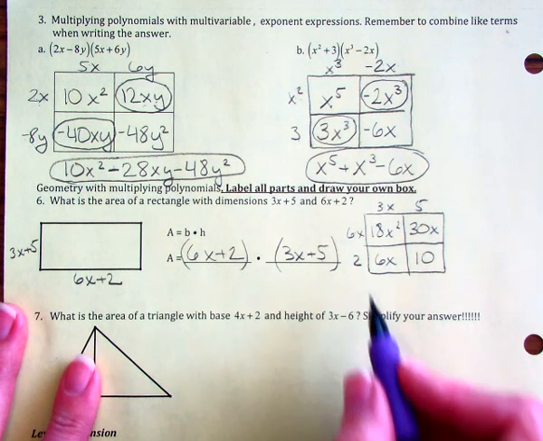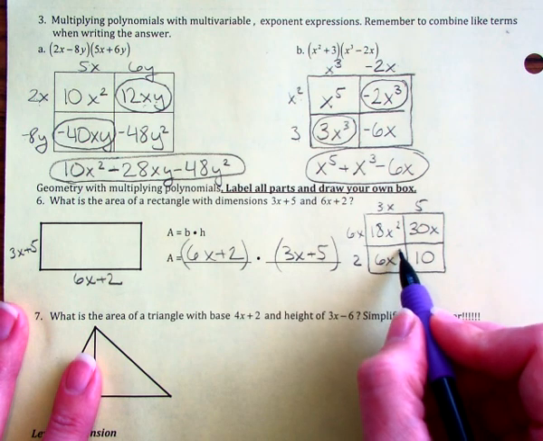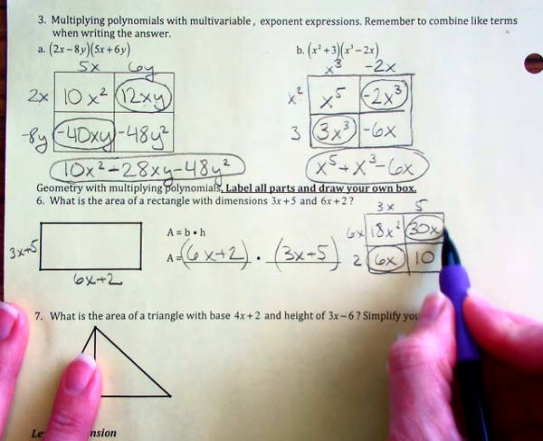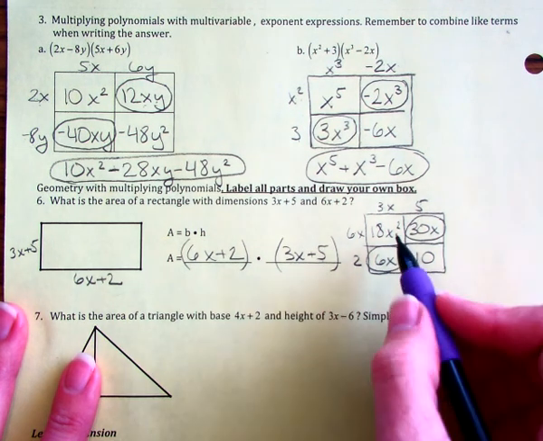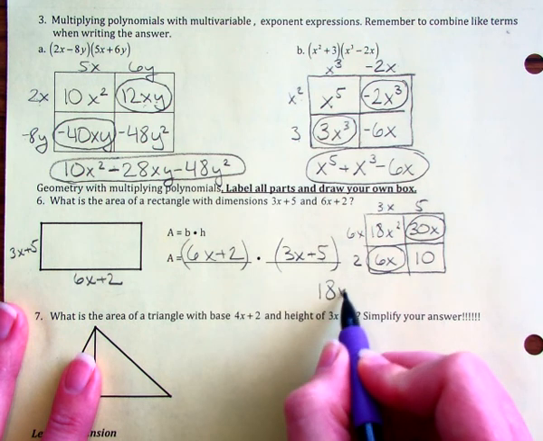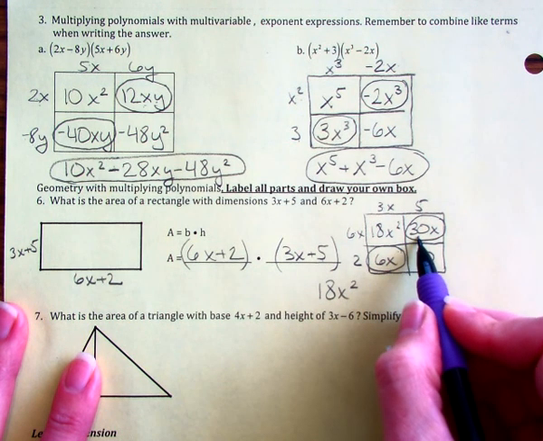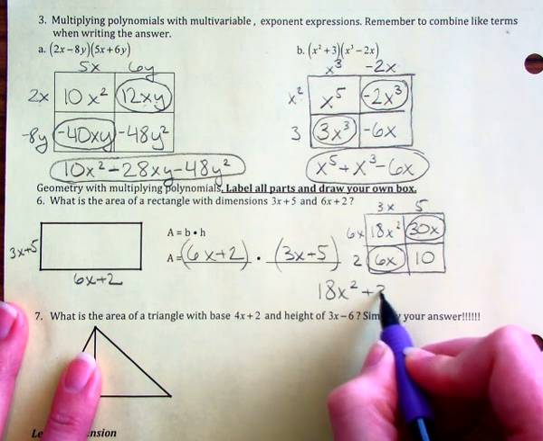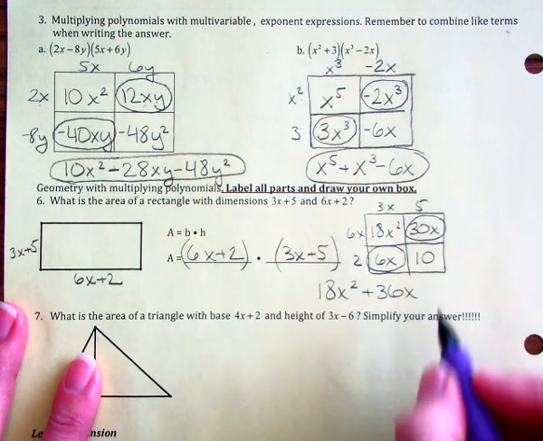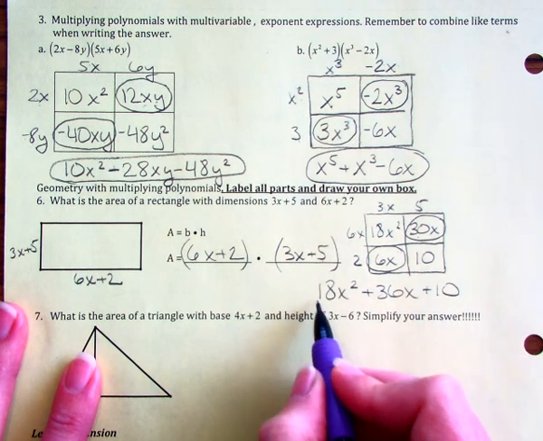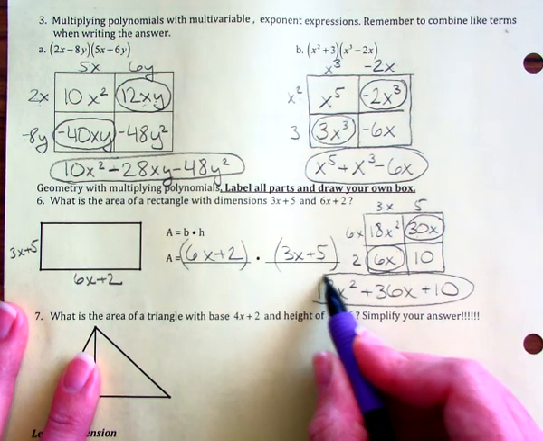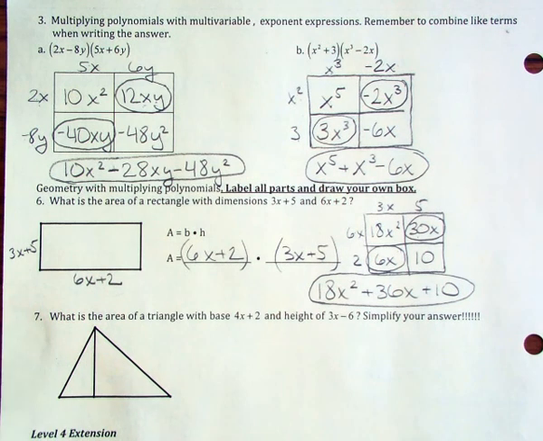Writing my final solution, again here are my like terms, my x terms. Now I'm going to write them out in order, 18x squared, 6x and 30x is 36x, and then our final value is 10. That is the area, or an expression for the area, of this particular rectangle.